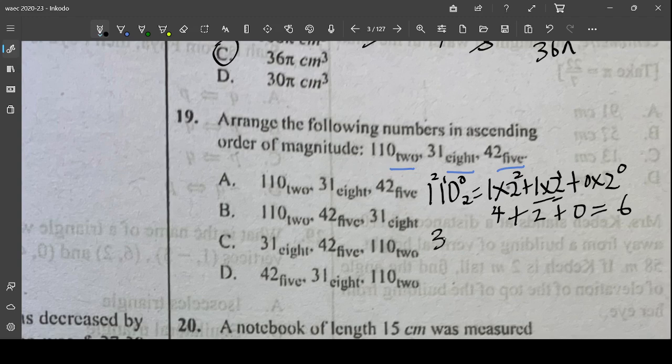Now let's convert 31 in base 8 to base 10. I'll give it powers 0 and 1. So I have 3 times 8 raised to the power 1, plus 1 times 8 raised to the power 0.